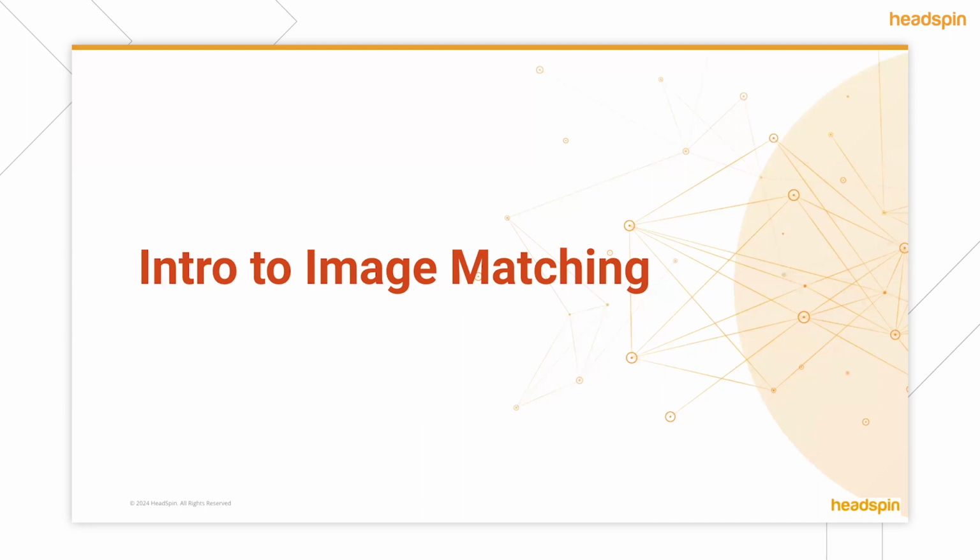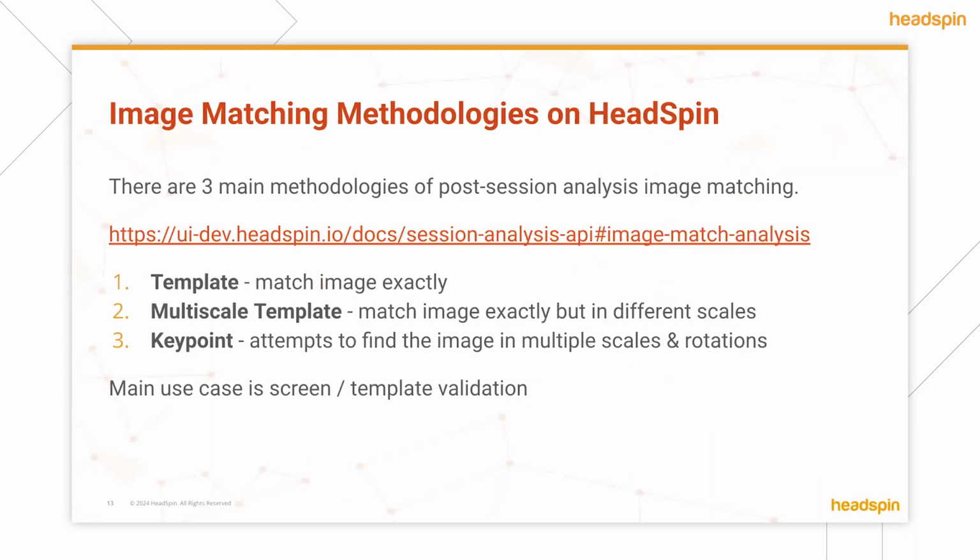So, intro to image matching. Image matching does use our API as well. So this would be a post-session analysis that you're running. There are three methods we could use for image matching. One is template, which is going to look for exactly that template, exactly that image. And if it doesn't find it in that size or orientation, it is going to fail.